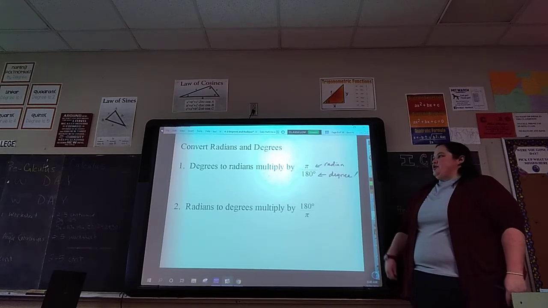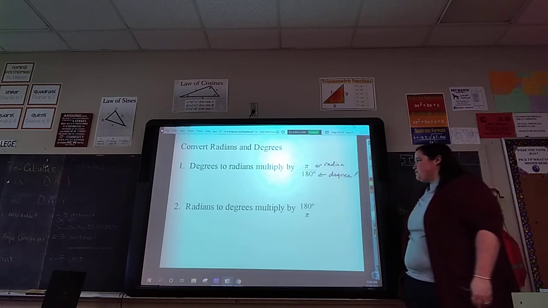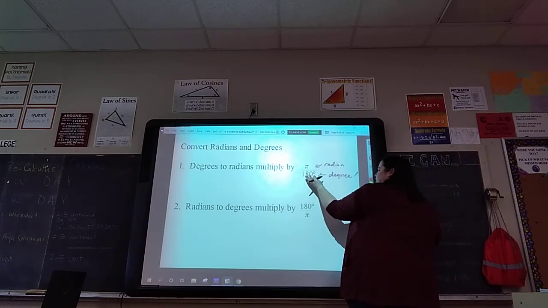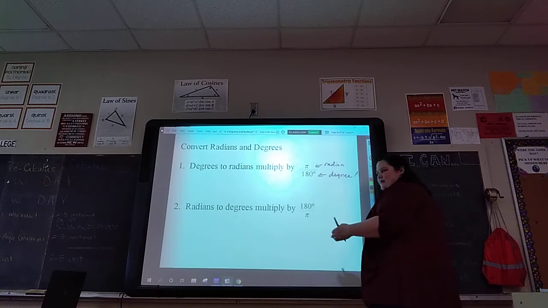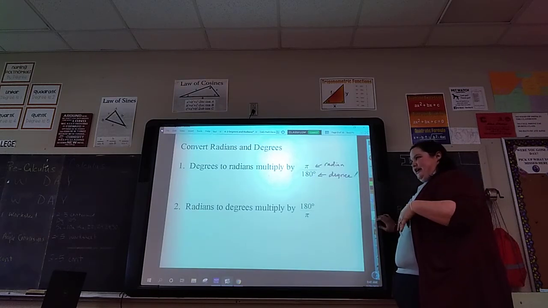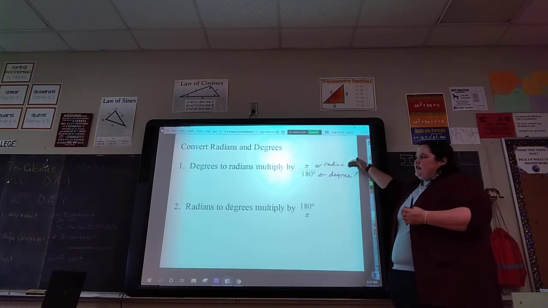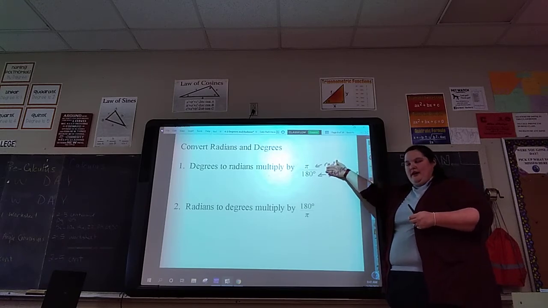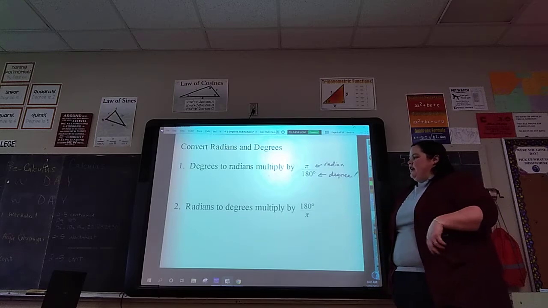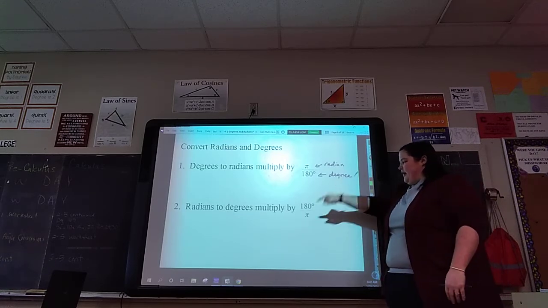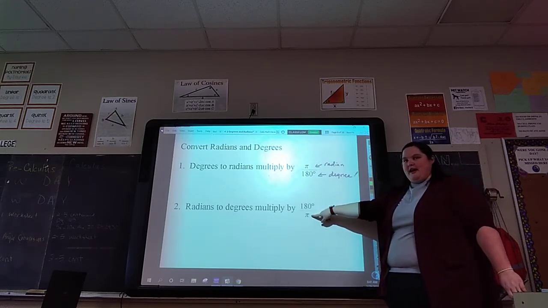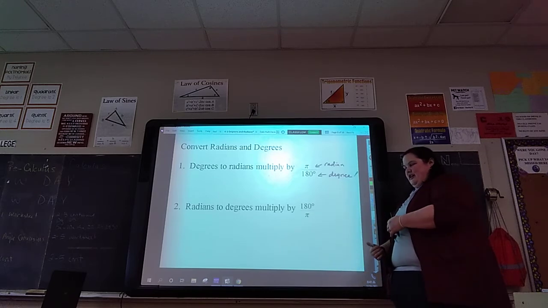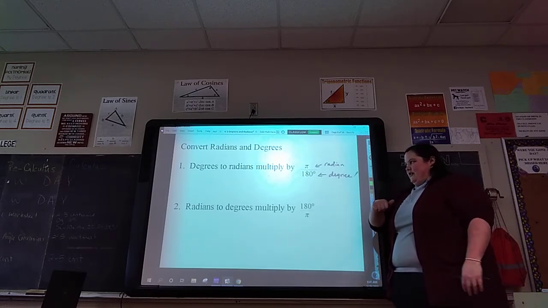If you start with a degree, we use the ratio where what we're trying to get rid of is on the bottom, so you can cancel out the degree and keep the radian around. So if you start with a degree and you want to convert to a radian, you multiply it by pi over 180. If you start with a radian and you want to make it into a degree, the pi goes on the bottom so you can cancel it out, and the degree is what's left on top.